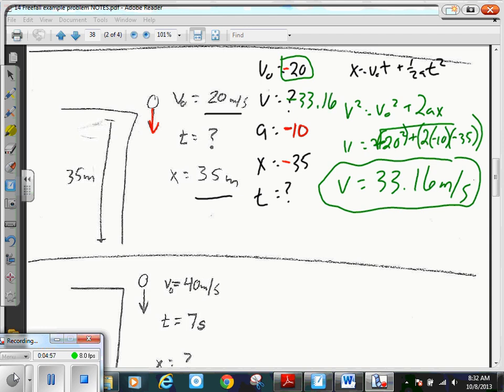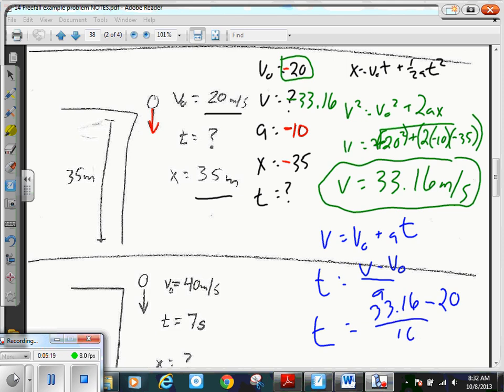Now we can go with our other formula, v equals v sub naught plus at. Solve for t. t equals v minus v sub naught divided by a. T then equals 33.16 minus 20 divided by 10, which equals 1.32 seconds. Okay.